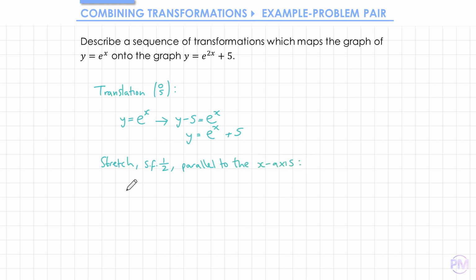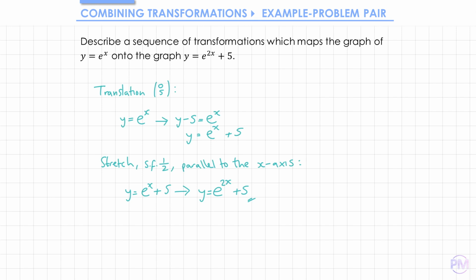Once again we'll apply that transformation. Currently we have y equals e to the x plus 5. And if we apply a stretch of scale factor 1/2 in the x direction, we're going to replace x by x divided by 1/2. Dividing by a half though is the same as multiplying by 2. So we get 2x, and then on the outside the plus 5 as required.